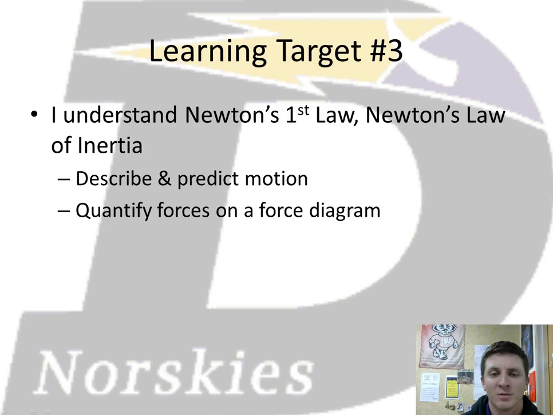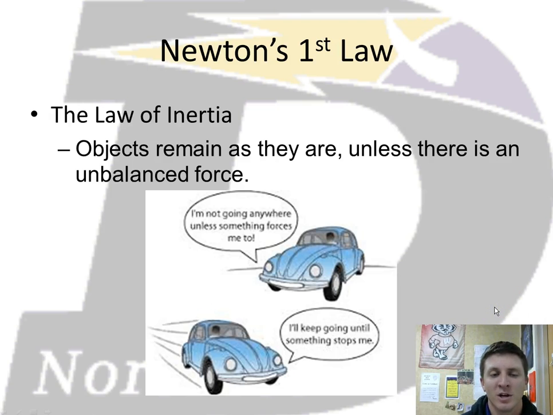Well, what's the law of inertia? The law of inertia states that objects are going to remain as they are unless there's an unbalanced force. You've probably heard the phrase that objects in motion tend to stay in motion. Objects at rest tend to stay at rest unless they're acted upon by an outside force. We've kind of redefined that force must be unbalanced. And if we have an unbalanced force, that's going to cause an object to accelerate, speed up, slow down, or change directions.